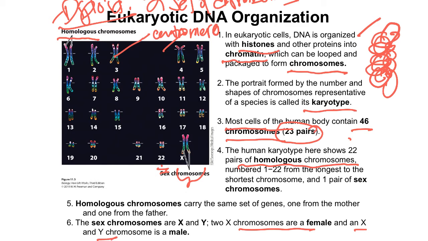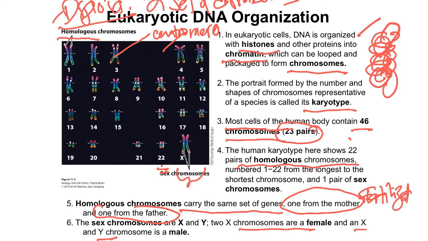And going back to the definition of homologous chromosomes, as I already indicated earlier, homologous chromosomes carry the same set of genes. And how has that come about? Because one set came from the mother, and one set came from the father during the process of fertilization.